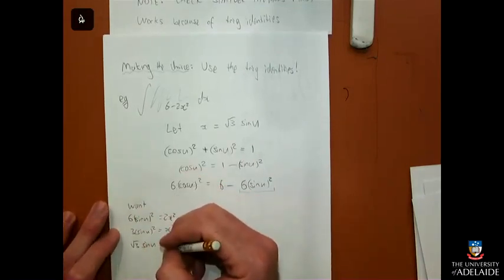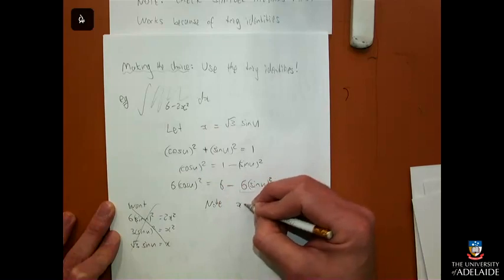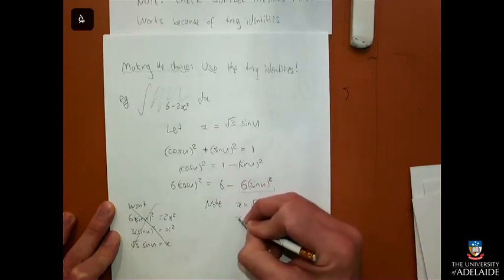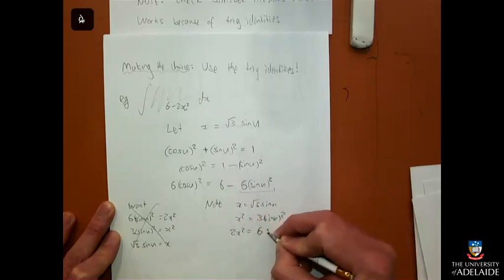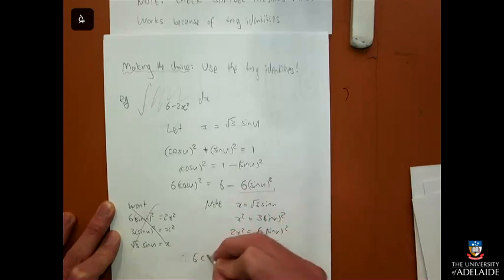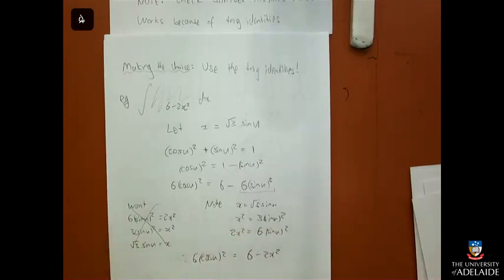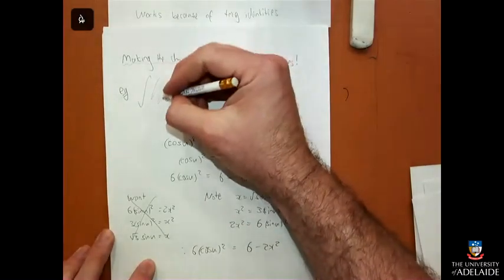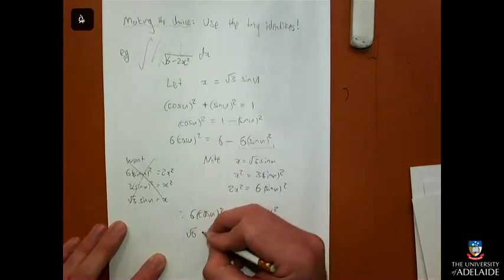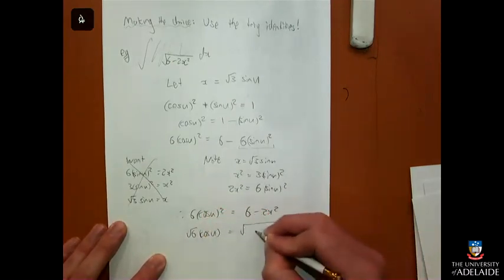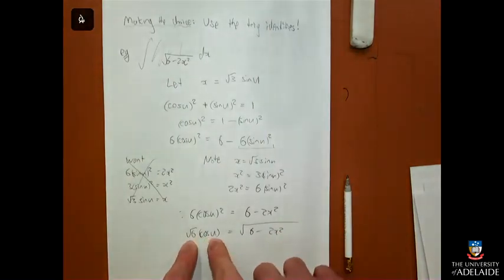So I'm just going to write this backwards, if you don't mind. That was my working. So note that x is root 3 sine u, so therefore x squared is 3 sine u squared, and 2x squared is 6 sine u squared. And so therefore 6 cos u squared is 6 minus 2x squared. Yay. So if this had a square root, then I would go, sweet, let's do the square root of both sides. And I've magically turned the annoying square root into something a lot simpler.